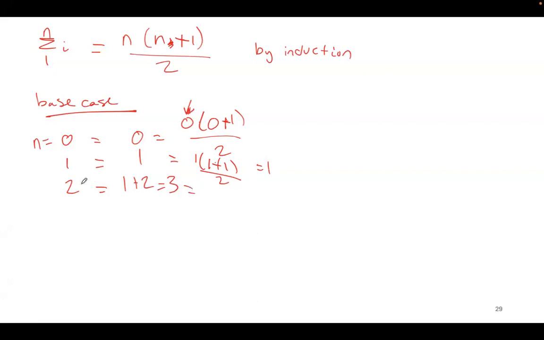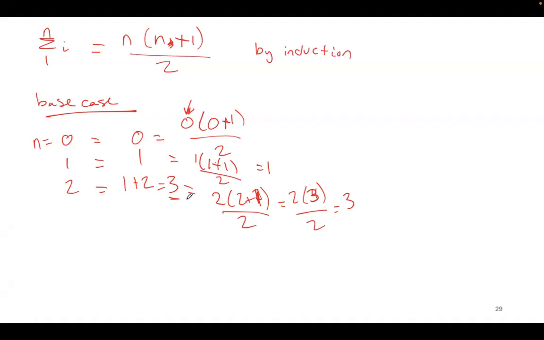Trying n equals 2. 2 times 2 plus 2 over 2. This gives us 2 times 2 plus 1, 2 times 3 over 2. This is 6. 6 divided by 2 is 3. Check. Are we convinced the base case works?